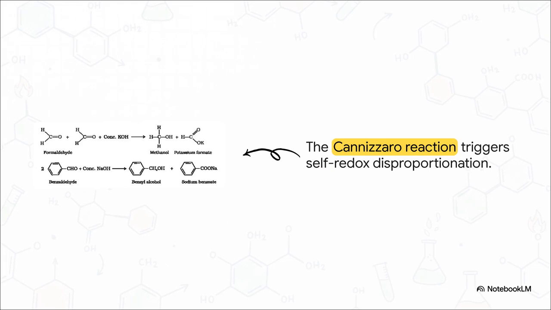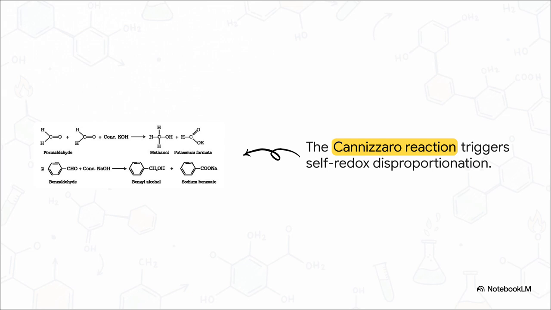But wait, what if your aldehyde doesn't have an alpha hydrogen? Well, that creates a completely different scenario, the Cannizzaro reaction. Molecules like formaldehyde or benzaldehyde lack that crucial alpha hydrogen. So when they're hit with a strong, concentrated base, they literally cannot condense. Instead, they undergo this totally fascinating self-redox disproportionation, effectively splitting their fates. One molecule gets reduced into an alcohol, while the exact same type of molecule gets oxidized into a salt of a carboxylic acid.